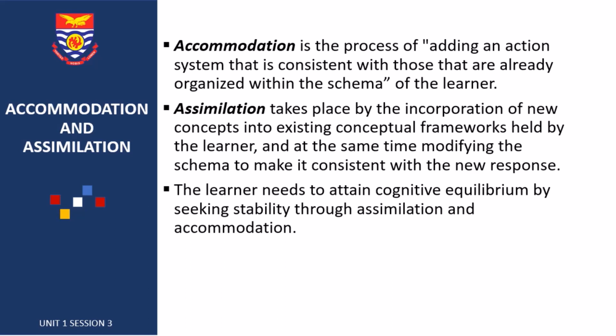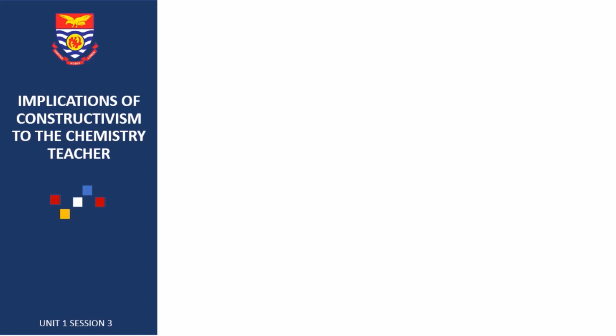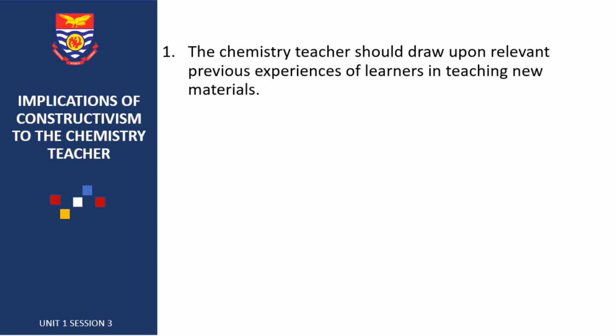There should be a balance between learning what has a link there already and learning new things that you would have to adjust or modify your schema for. Now, knowing this, what should a chemistry teacher do? One, the chemistry teacher should draw upon relevant previous experiences of the learner in teaching new materials.